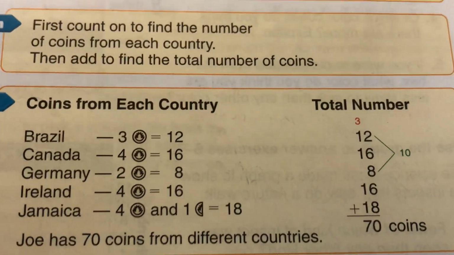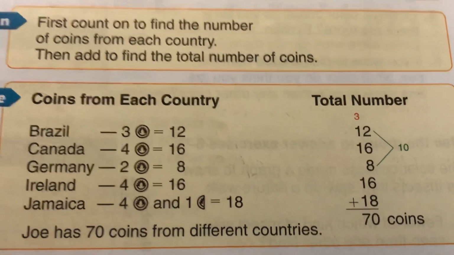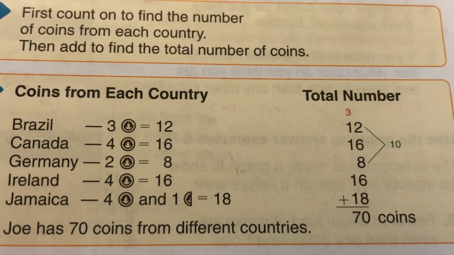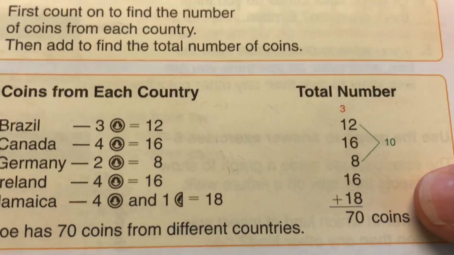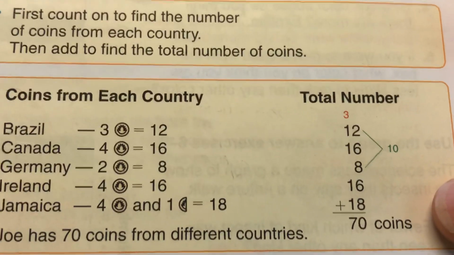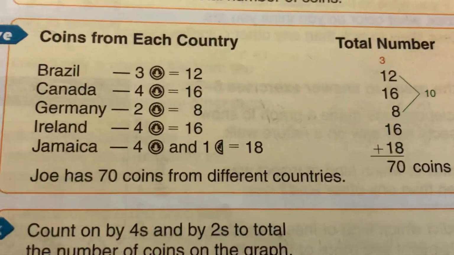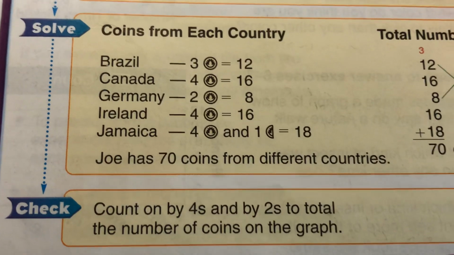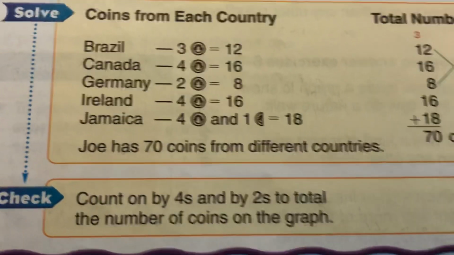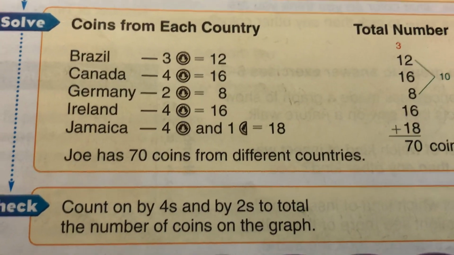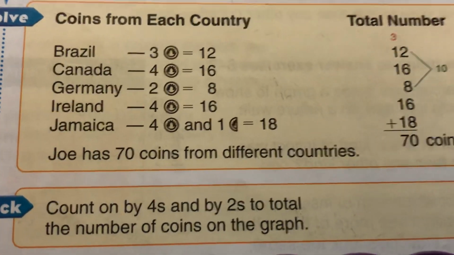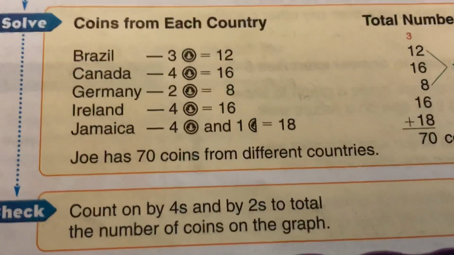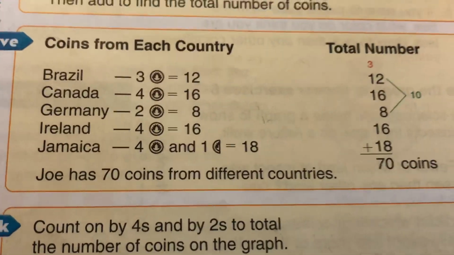Because that's what you were asked. What is the total number of coins he has? 70 coins is the answer. Remember, it's a word problem, so you always have to give it a label. 70 what? Not bananas, 70 coins. Okay? So if you wanted to check to see if your answer is right, you can count on by 4s and by 2s for the number of coins in the graph and see if you still get 70.